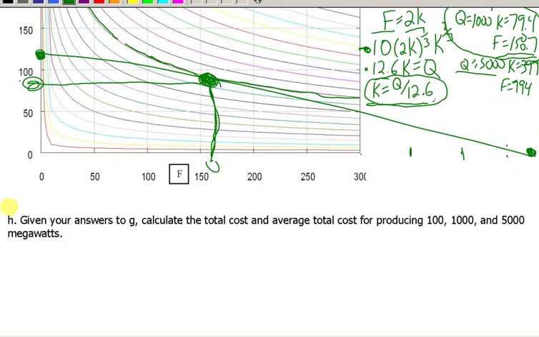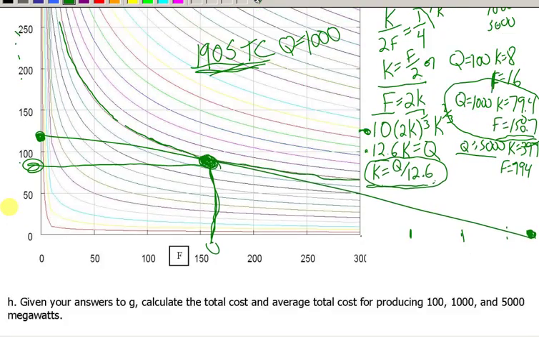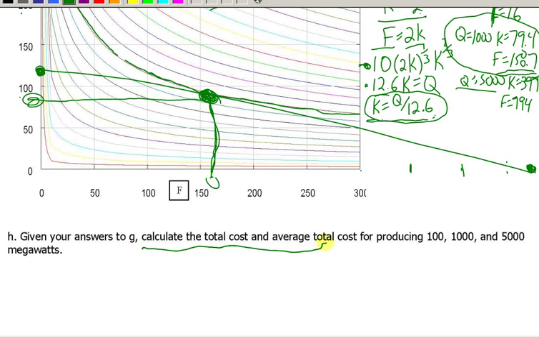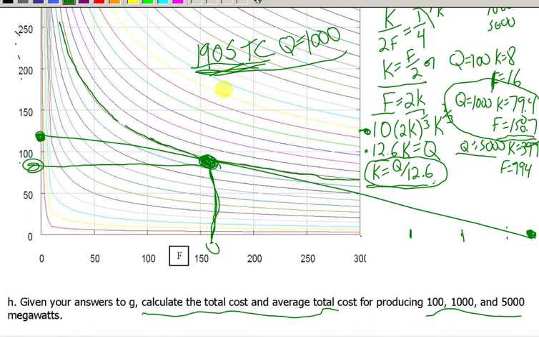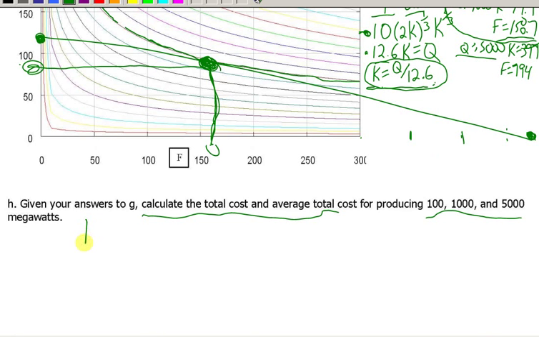All right, let's see what's next here. Given our answers in G, calculate the total cost and average total cost for producing these three levels of output. Well, we calculated the total cost of producing 1,000 right here, $1,905. So if total cost is $1,905, then the average total cost is just divide it by quantity. So average total cost, divide that by 1,000. So that'd be $1.90. Right, or 1.905.